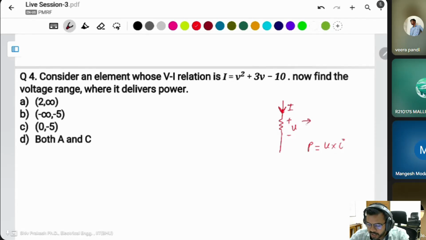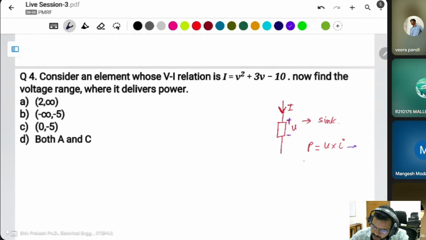But in this case, this is not a source, it is a sink. This element is not the source element, this is the sink element. Suppose for any element we don't know what it is, and current flows like that, the power is V into I. But this is the power sink, because the current enters the positive terminal. What about the source?